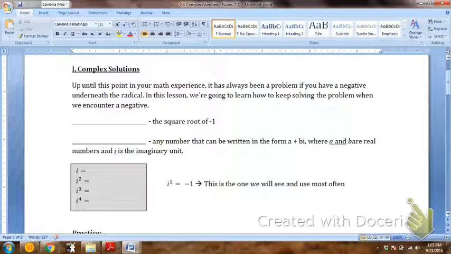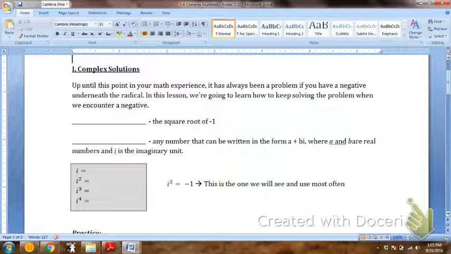Okay, up until this point in your math experience, it has always been a problem if you have a negative underneath the radical. You guys know that the radical is the square root sign, right? Okay, so in this lesson, we're going to learn how to keep solving the problem when we encounter a negative.